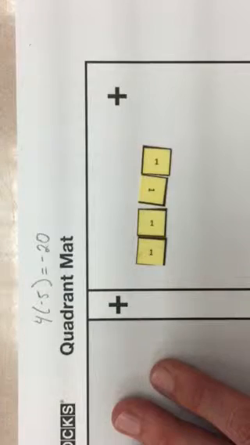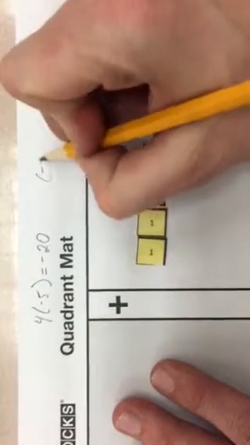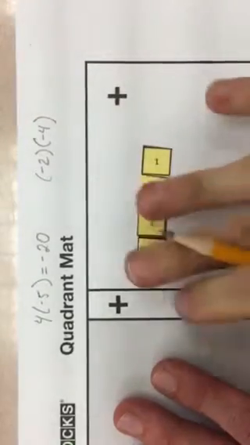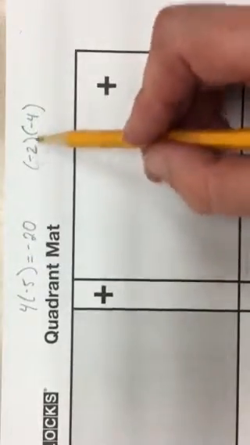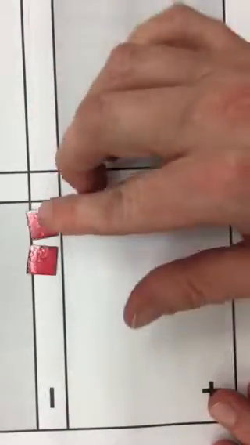Now what if I wanted to model the problem -2 times -4? So again, I have to figure out which part of the quadrants I need. I'm going to be building my length in the negative direction, and I'm going to be building my width in the negative direction. So I need to be working in this quadrant, right? So again, model the factors on the factor track. Build one factor horizontally, -2 horizontally. That's my length. Build the other factor vertically, -4. That's my width.